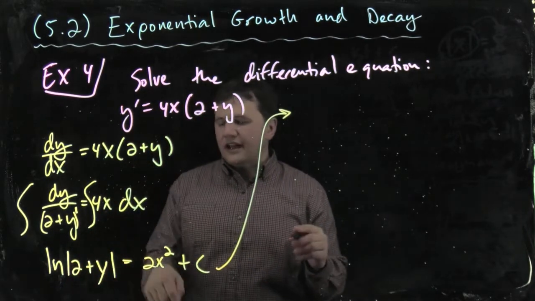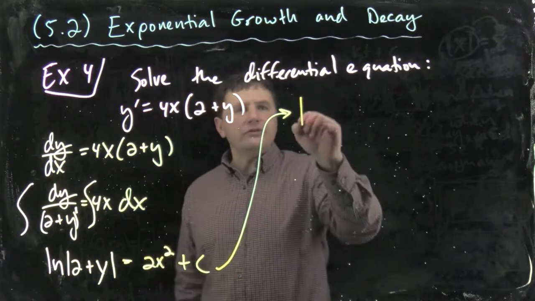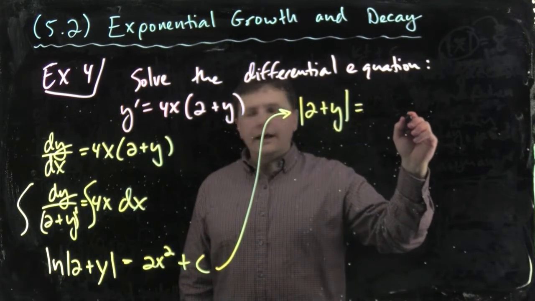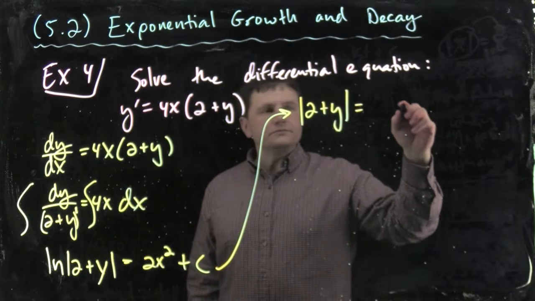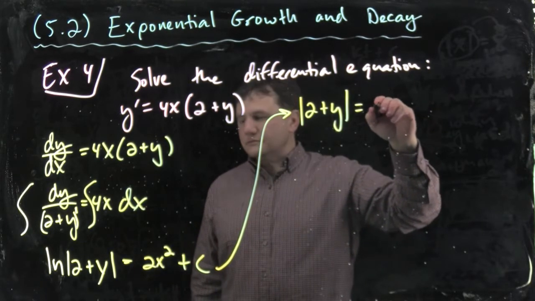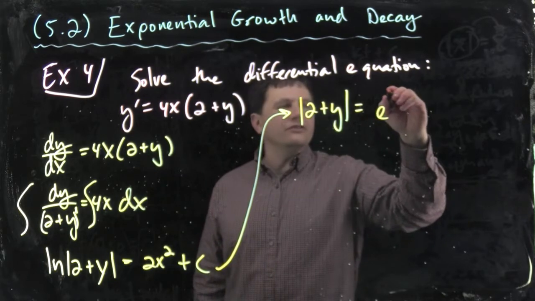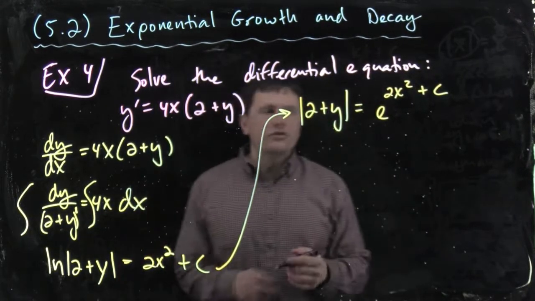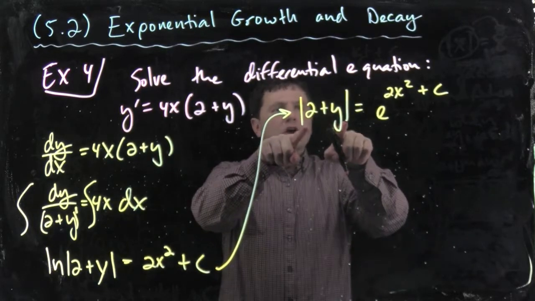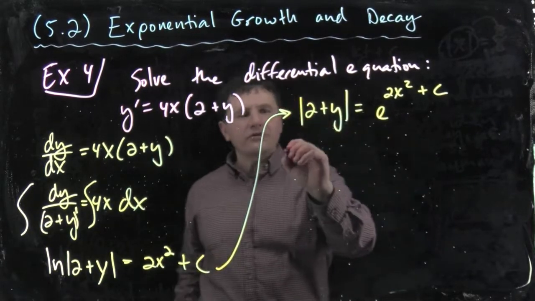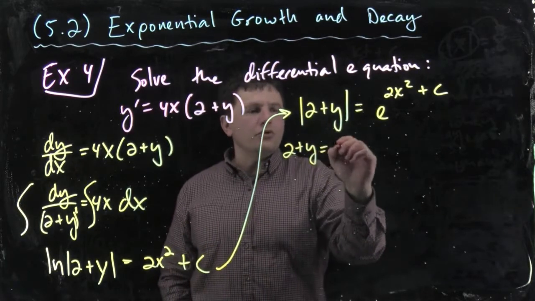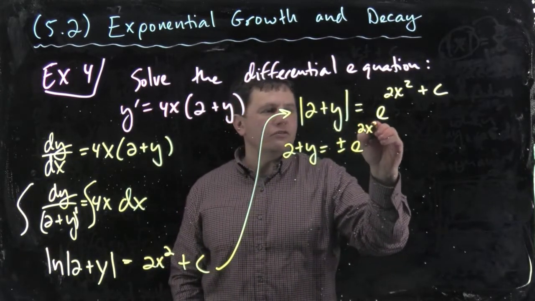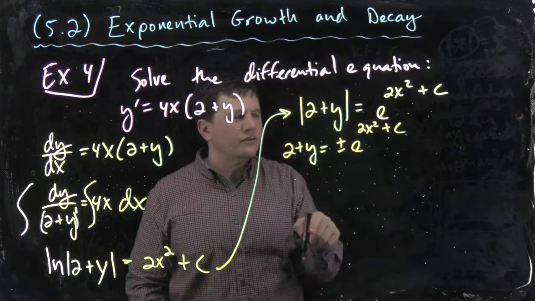So I'm going to write this in exponential. So this is going to be the absolute value of 2 plus y is equal to e to the 2x squared plus c. Now, a couple things, and this relates to what we talked about with the differential equation. First of all, we can get rid of the absolute value by putting a plus or minus on this side. And I'm going to go through this process one more time here. I will tell you, it'll get to the point where you just do this process, you don't show it step by step.